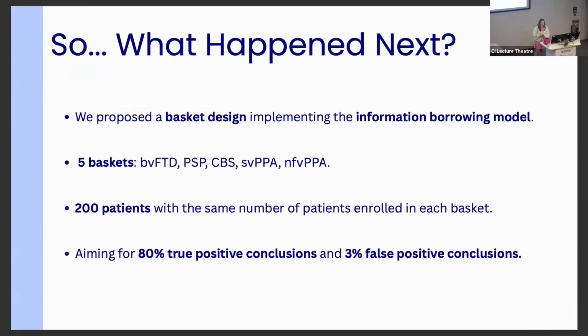So that's where we left it. We had a proposed basket trial design with information borrowing: 5 baskets, 200 patients split equally, with equal allocation between the control and the treatment arm. Through those simulation studies I just mentioned, we found the appropriate level of borrowing, and we found that we could get an 80% power level, so the true positive conclusions, and a 3% error rate, so 3% false positive conclusions.